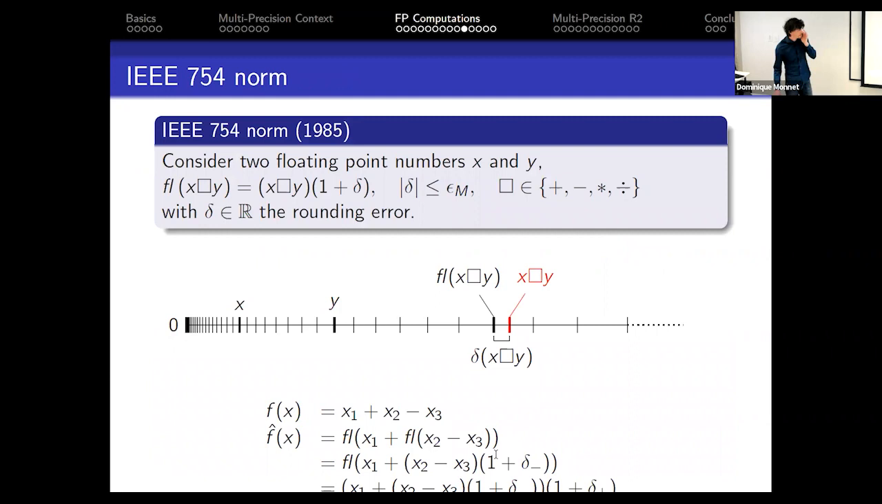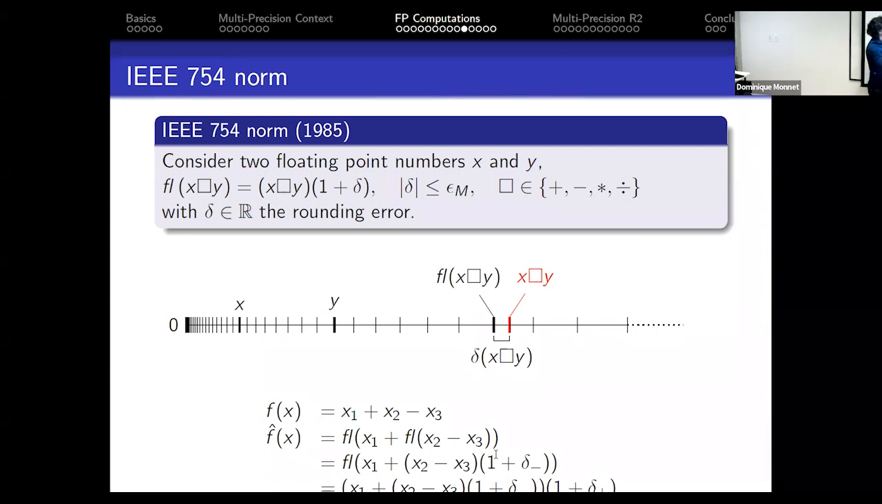And now we come to the IEEE 754 standard. As floating point numbers became more and more popular on computers, the standard was implemented to tell you how rounding errors should happen. So what is a rounding error? You have two floating point numbers, but when you add them, you do not necessarily end up with a floating point number, and you end up in between. So you're going to have to round the result to a floating point number.